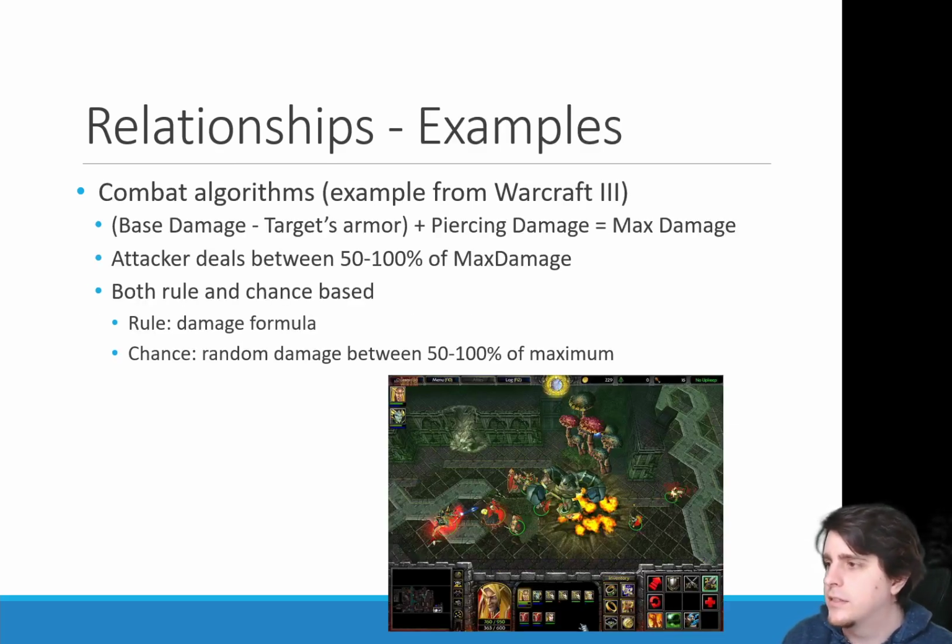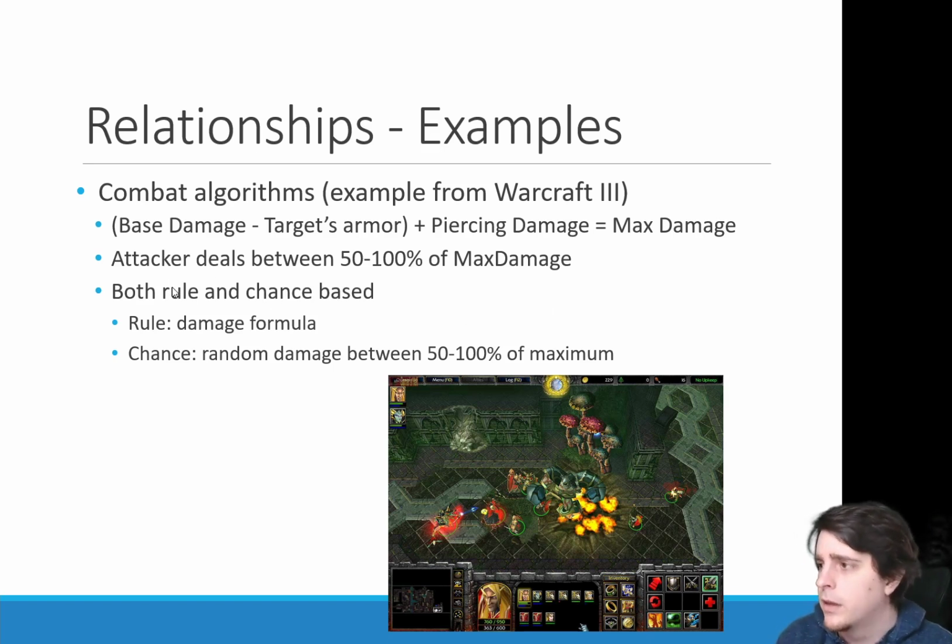A really, let's say, simple but complex enough relationship is showcased in the way that the damage formula and the combat algorithm works in Warcraft 3. And so here we've got a little bit of math, right? Base damage. So to determine the maximum amount of damage that a character can do, we have this handy math formula. An object would have a base damage, a target would have some armor value, and then an object might have what's called piercing damage that is not affected by armor, as again defined by this equation. So to get our maximum amount of damage, we would take our object's base damage, subtract the target's armor value from that, and add any piercing damage that we have, and that's going to give us some value, let's say 50 damage that we can do per hit maximum.